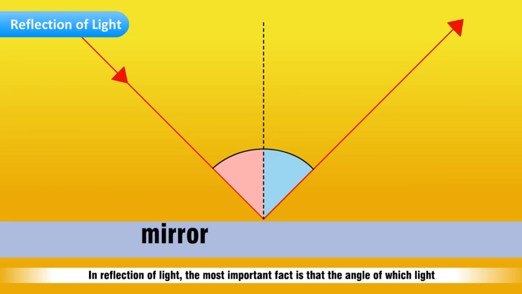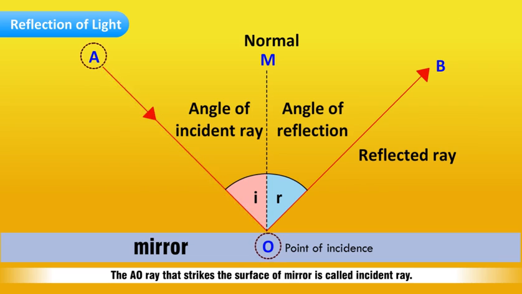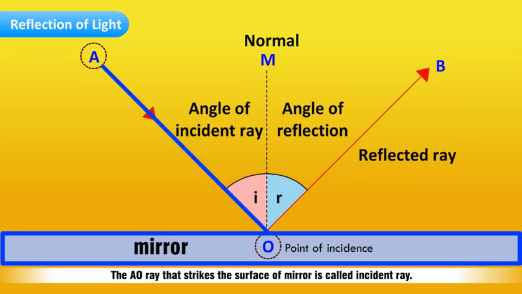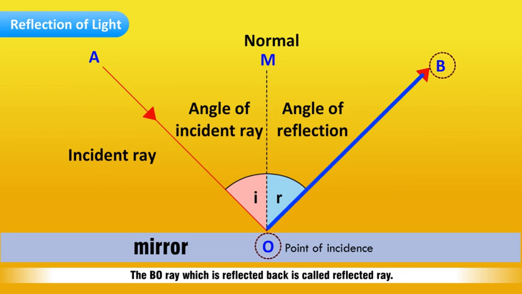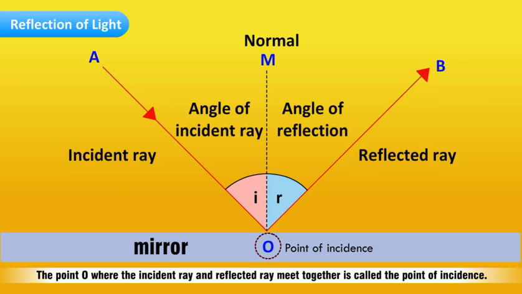In reflection of light, the most important fact is that the angle at which light strikes an object is the same as the angle at which it gets reflected. The AO ray that strikes the surface of the mirror is called the incident ray. The BO ray which is reflected back is called the reflected ray. The point O where the incident ray and reflected ray meet is called the point of incidence.